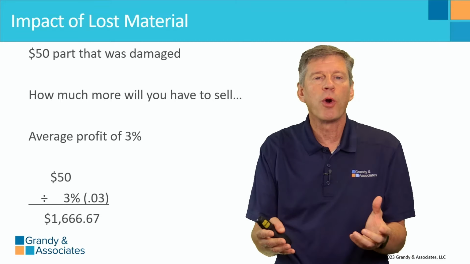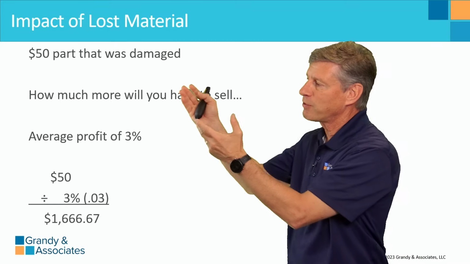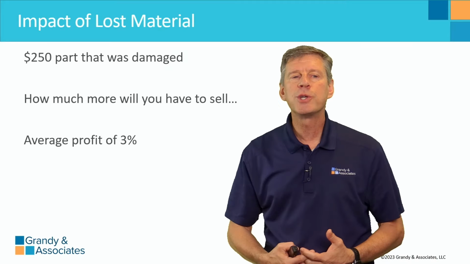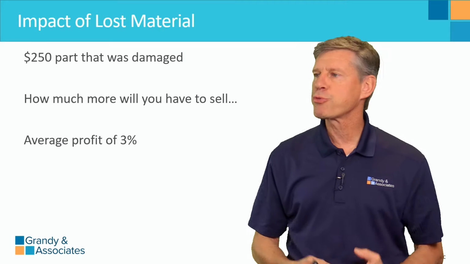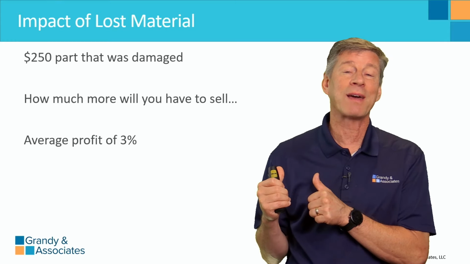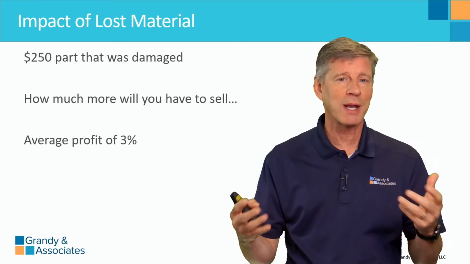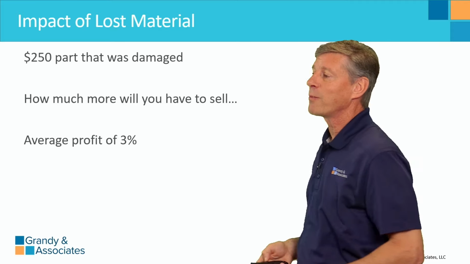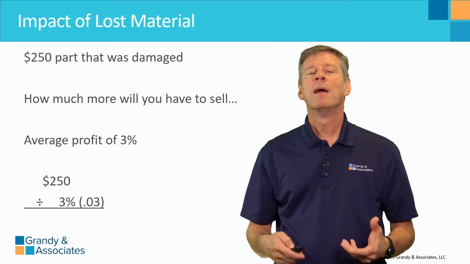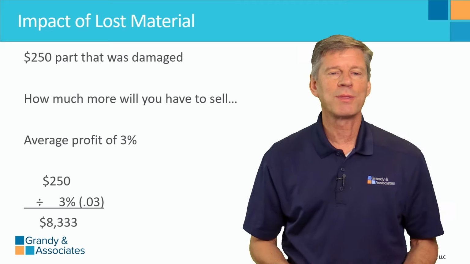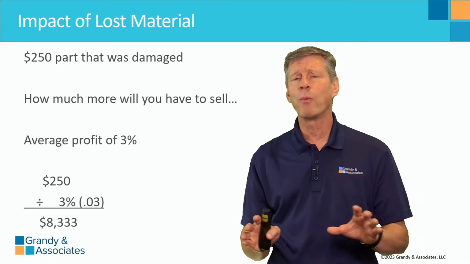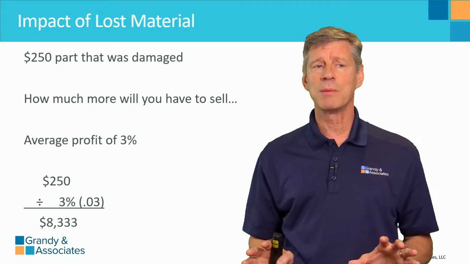I can use this formula for almost anything. This was $50 worth of stuff that was damaged or missing. What if it was $250? Maybe it was a thermostat or a control that cost $250. It's been rolling around the back of the truck for the last six months and now it's scratched up or damaged. How much would we have to sell on that one? I simply take my $250 divided by 3%, and it tells me that I would need to sell an additional $8,333.